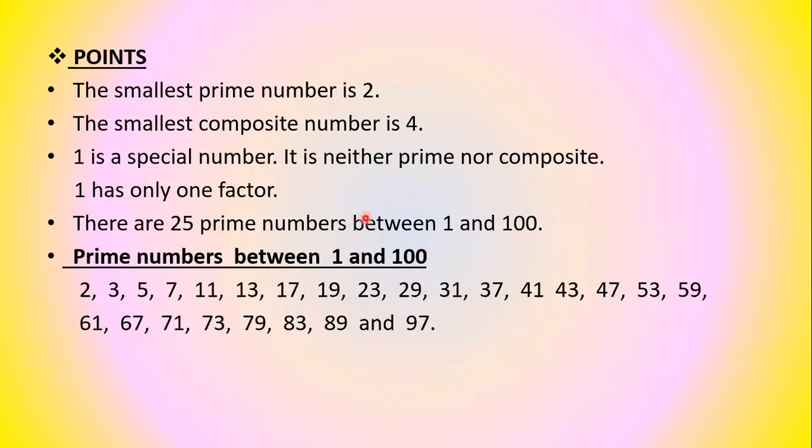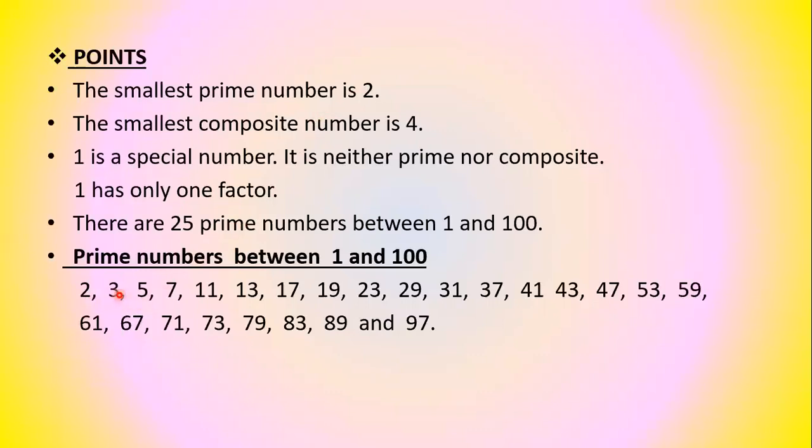Now this point again, the smallest prime number is 2. And the smallest composite number is 4. And 2 is the only even prime number. That also you have to remember. Now we will see the prime numbers between 1 and 100.